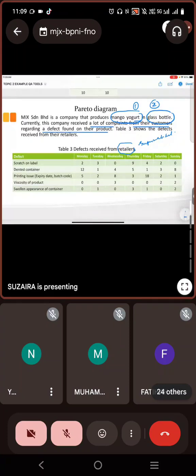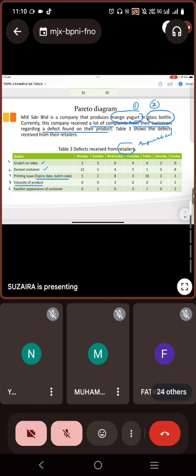Okay, so we have the scratch on label as a defect. And then we have a dented container. Number one, number two, number three, number four, number five. So we have five defects: printing issue related to the expiry date and also the batch code. We also have the viscosity of the product. Customers probably complain about the viscosity. And the last one is the swollen appearance of the container.